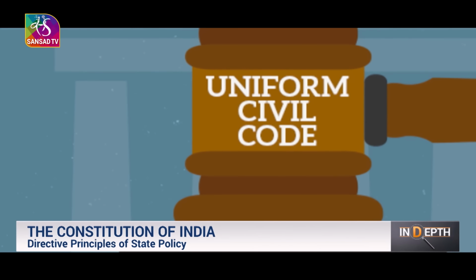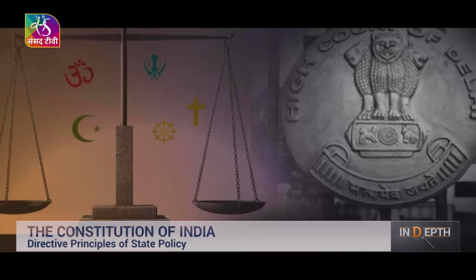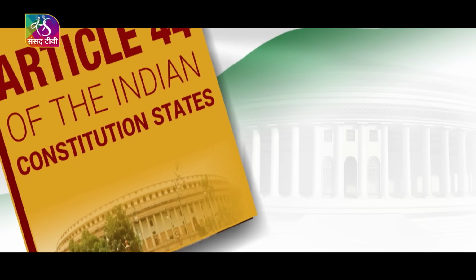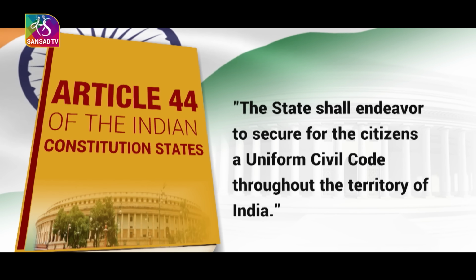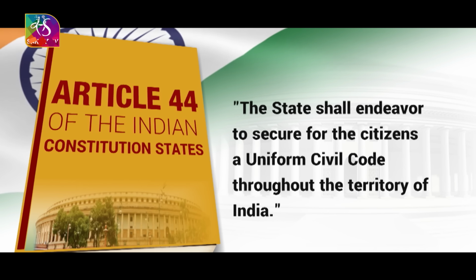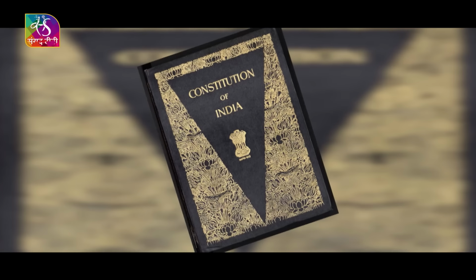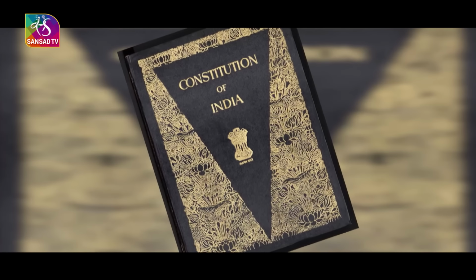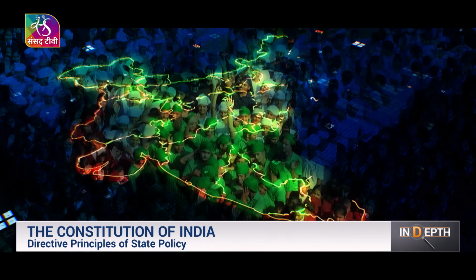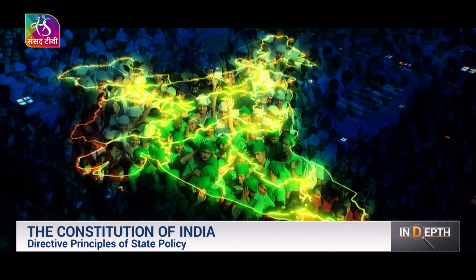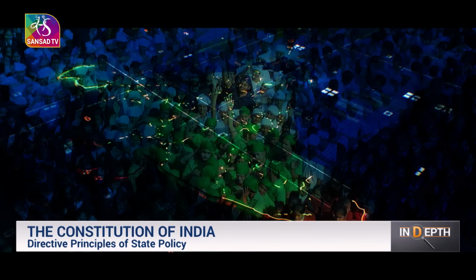Uniform Civil Code is part of Part 4 of the Constitution, which includes Directive Principles of State Policy. The code comes under Article 44 of the Constitution, which lays down that the state shall endeavour to secure a uniform civil code for the citizens throughout the territory of India. The Constitution of India, under Article 44, one of the Directive Principles of State Policy, states that the state shall endeavour to secure a uniform civil code for its citizens.